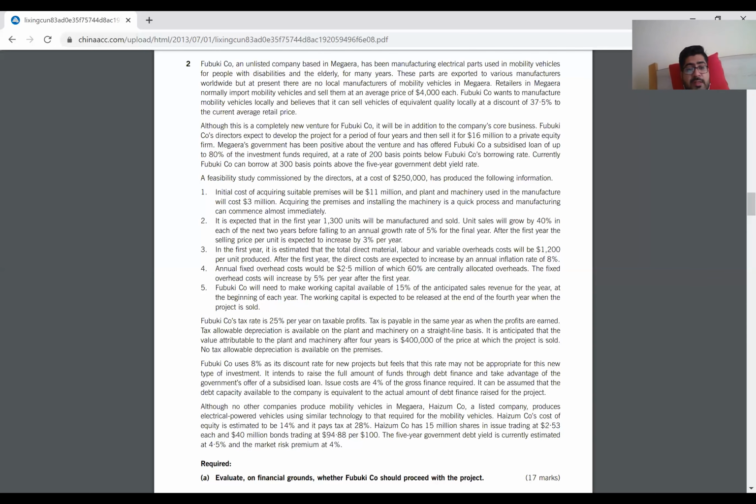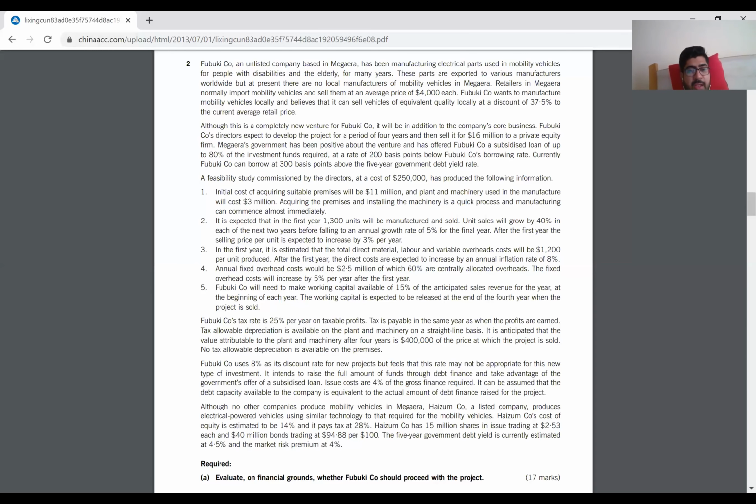It is anticipated that the value attributable to plant and machinery after 4 years is 400,000 of the price at which the project is sold. So the project will be sold for 16 million, and the value attributable to plant and machinery after 4 years is 400,000 of the price at which the project is sold. No tax allowable depreciation is available on premises.